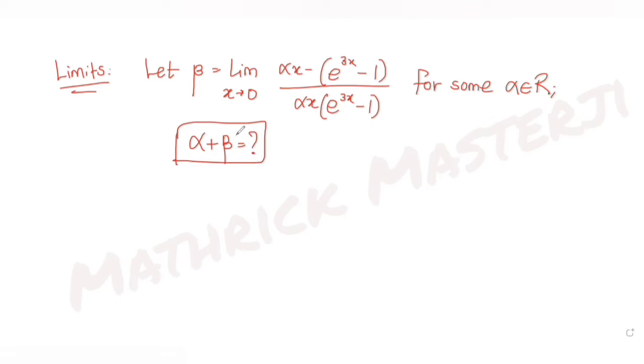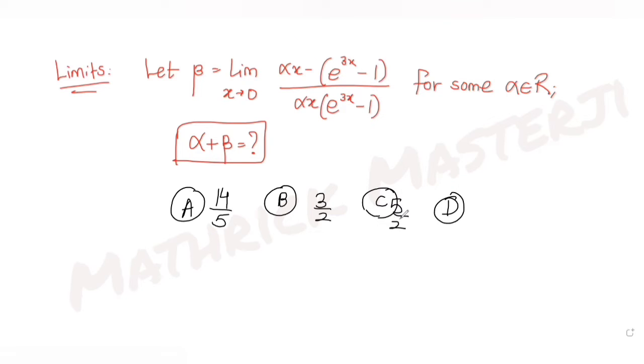If I talk about the answer choices given to us, the first one is 14 over 5. The second answer choice is 3 over 2. The third is 5 over 2. And the last answer choice given to us is 7 over 2. So we need to figure out which one of the answer choices is the correct answer for the question given to us.